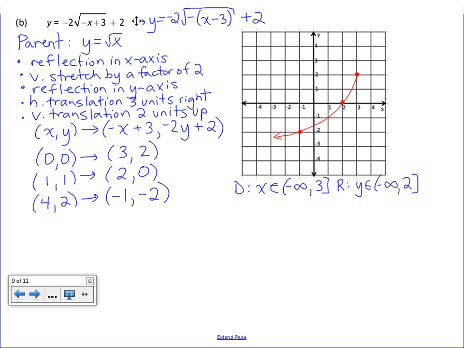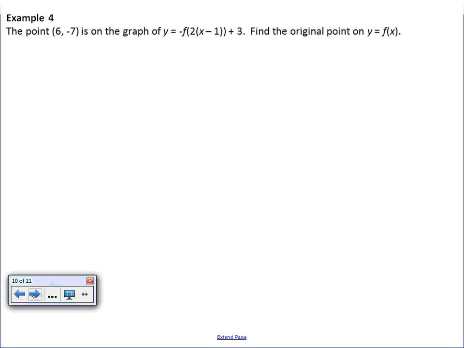Okay? So now, I think this is the last example. So the point 6, -7 is on the graph of y equals negative f at 2 times x minus 1 in brackets plus 3. Find the original point on y equals f at x. This one looks a little weird. I'm giving you the point that's already on the transformed function. Find the original. It's a little bit different. Makes you have to think a bit, right? Think about it.